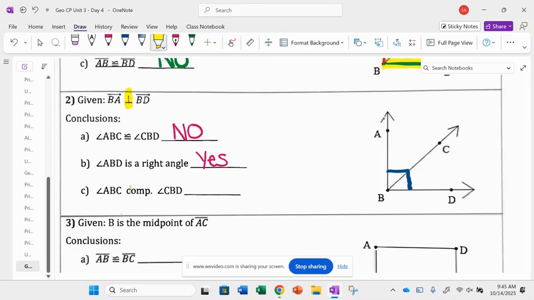Oh, this was a new word. Who remembers what this word means? Good. Comp. It means complementary. What do complementary angles add to? Add to 90. Good. So they're saying angle ABC, which I'm going to call angle 1, right here, is a complement to angle CBD, which I'm going to call angle 2, which means they add to 90. Is that a true statement? Yes. Do we see how this works? Okay.